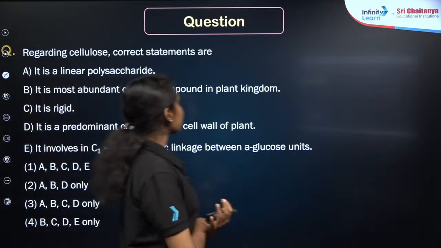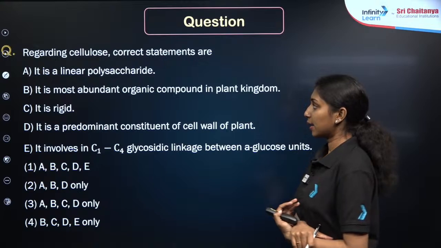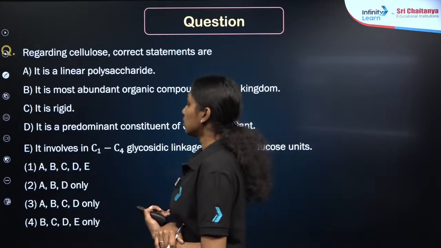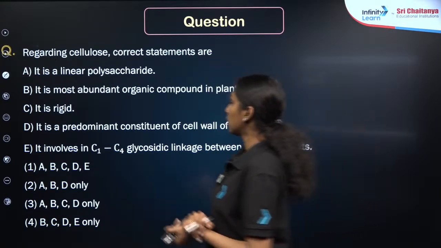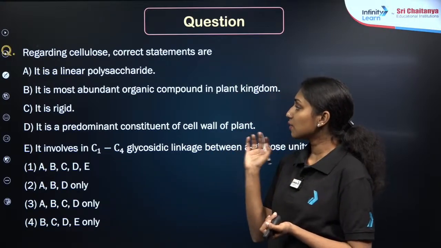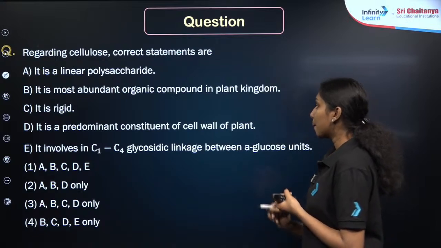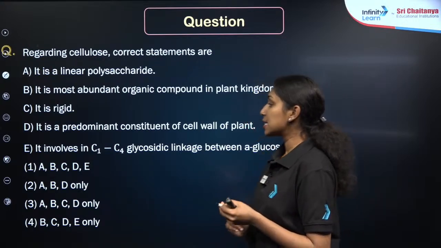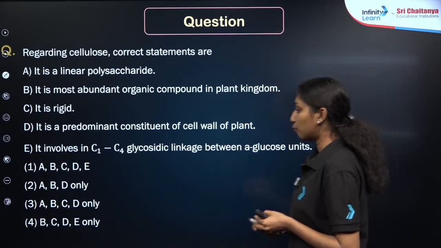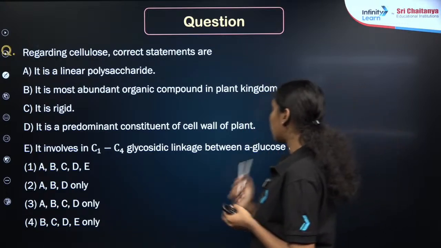Regarding cellulose, correct statements are, we have already seen about the cellulose, right? Cellulose is a polysaccharide. You have to identify which are the correct statements here. The statements given: it is a linear polysaccharide. It is the most abundant organic compound in the plant kingdom. It is rigid. It is a predominant constituent of the cell wall of plants, and it involves C1-C4 glycosidic linkage between alpha glucose units.